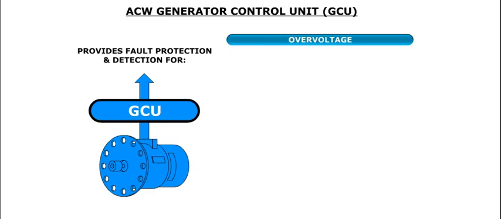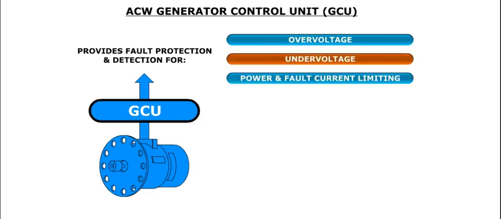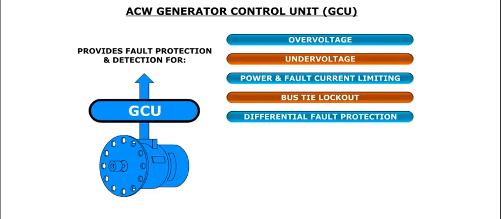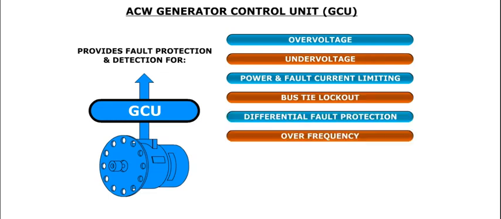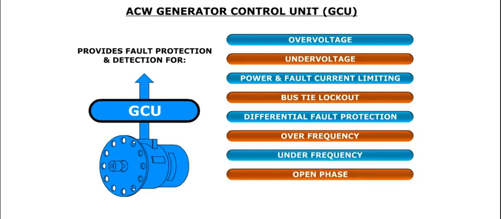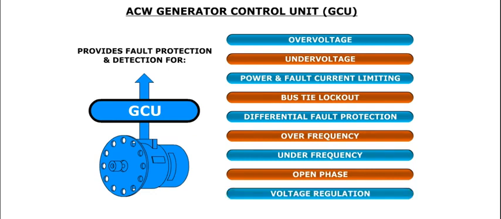Each AC wild generator is controlled by a generator control unit, or GCU. The GCU protects the electrical system against AC wild generator faults. Fault protection is provided for overvoltage, undervoltage, power and fault current limiting, bus tie lockout, differential fault protection, overfrequency, underfrequency, and open phase. In addition, the GCU regulates the voltage output of the generator.